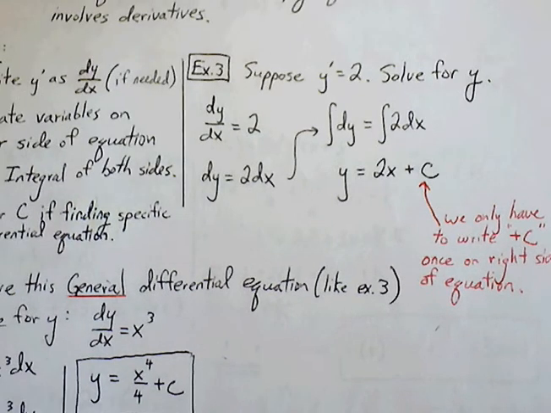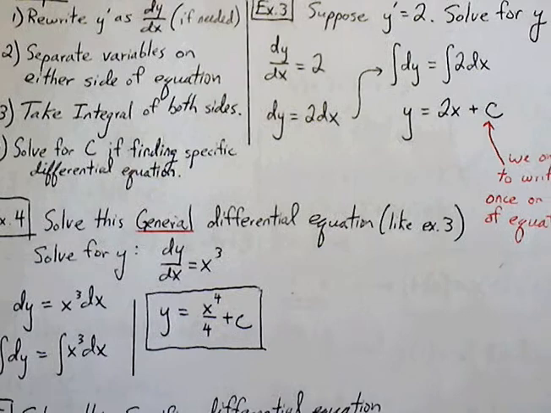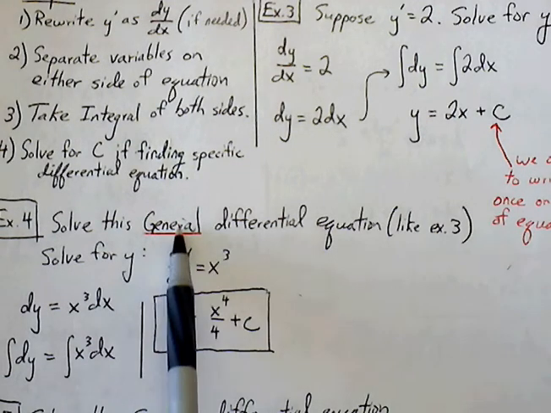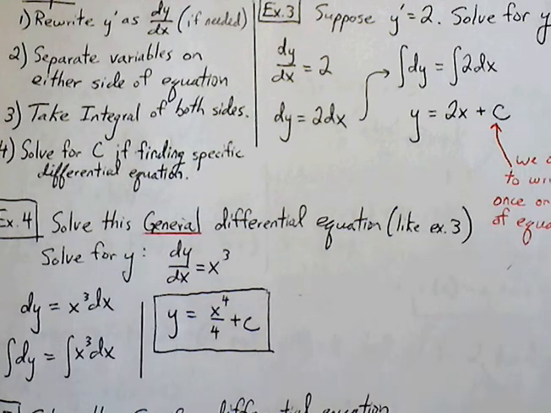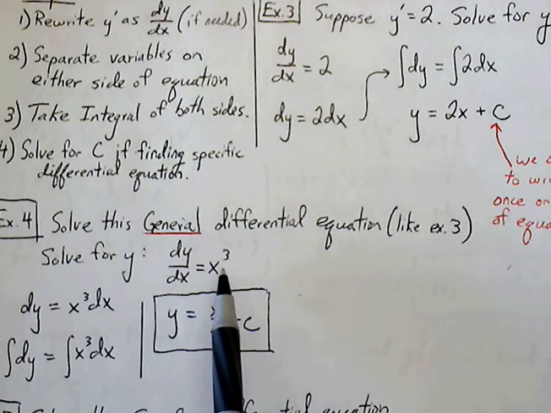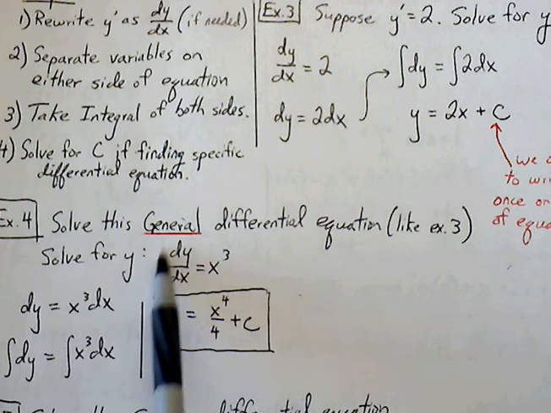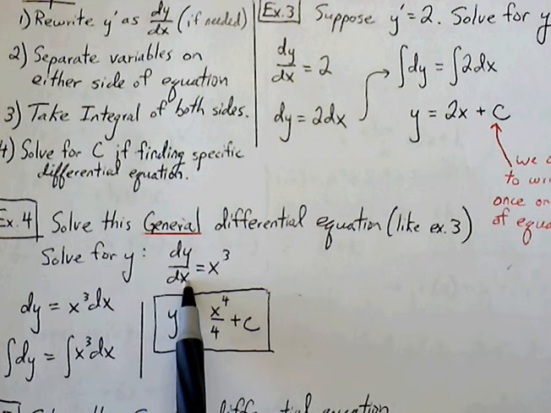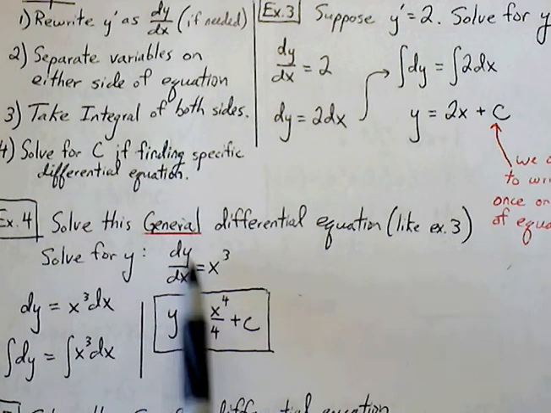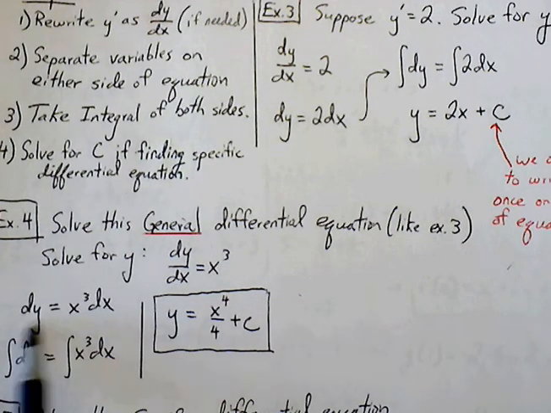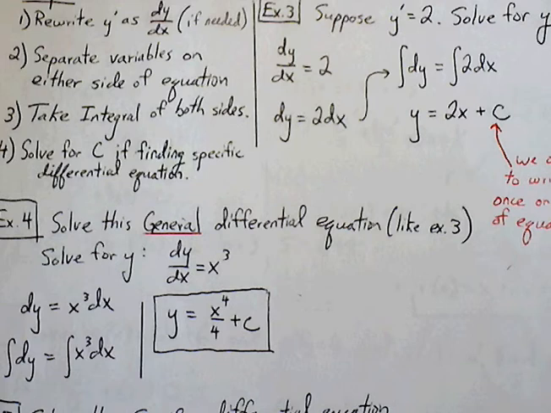All right, let's look at example 4. We're going to solve this general differential equation. What this means is we don't have to solve for c. We can leave c in the solution. Solve for y. We have our differential equation dy over dx equals x cubed. y prime is already written in terms of dy dx, so we can skip the first step. Okay, cross multiply, or we can begin to separate the variables. So dy on the left, and then x cubed dx on the right.